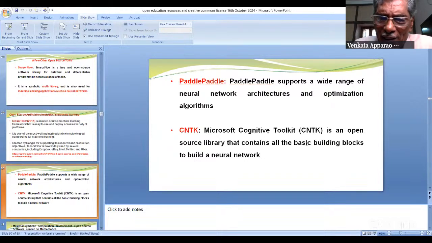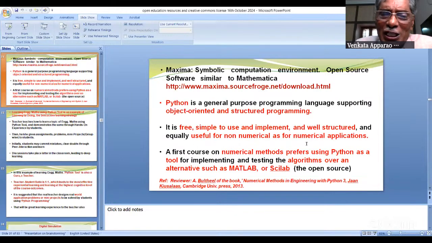Then PaddlePaddle supports a wide range of neural network architectures and optimization algorithms. Then CNTK, the Microsoft Cognitive Toolkit, is an open source library that contains all basic building blocks to build a neural network. Then Maxima, it is a symbolic computational environment, open source software similar to Mathematica.